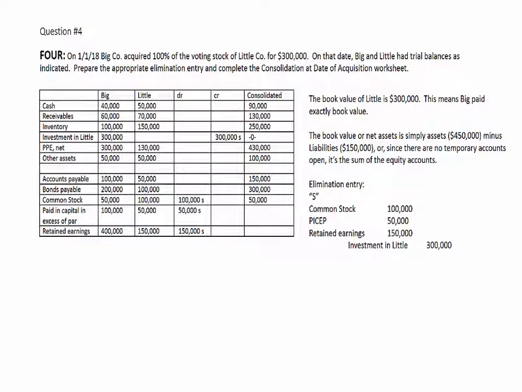And then for our three equity accounts, again, what we're essentially doing is eliminating Little's equity accounts. So we're left with Big's common stock of $50,000, Big's paid-in capital in excess of par of $100,000, and Big's retained earnings of $400,000.